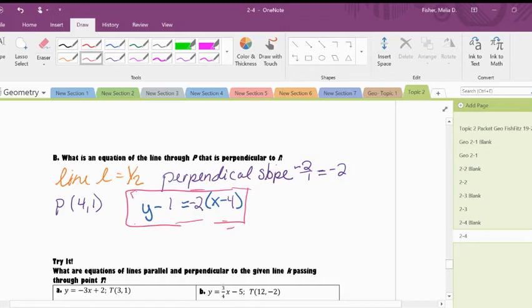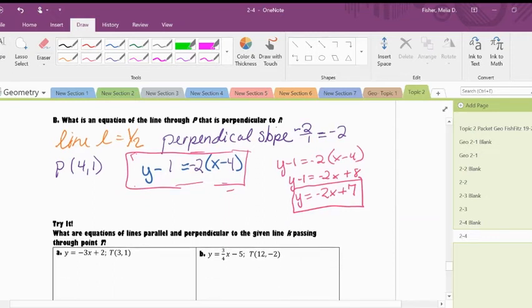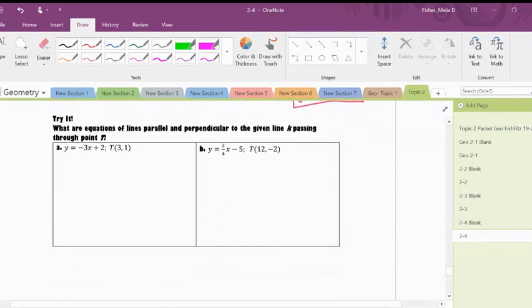Or we could solve that into slope-intercept form by using the distributive property, getting -2x plus 8, and then adding 1 to both sides. And this would be our answer. So either one of those is perfectly acceptable. They are just different forms of the equation. Either way, you're going to want to start with point slope form to get it into the correct formula.